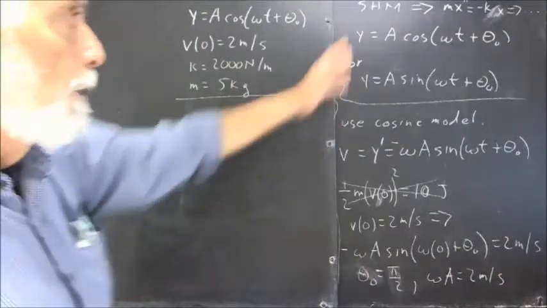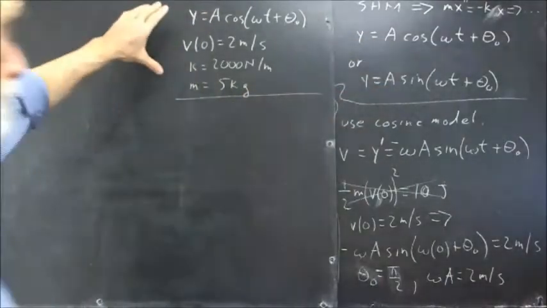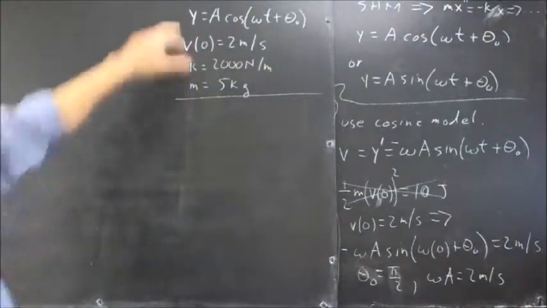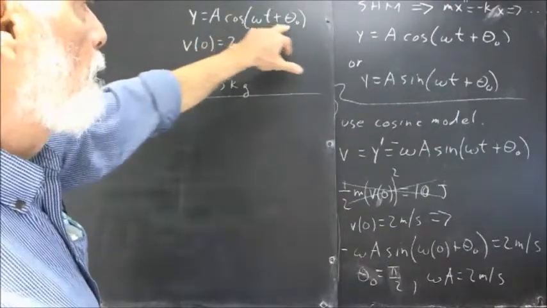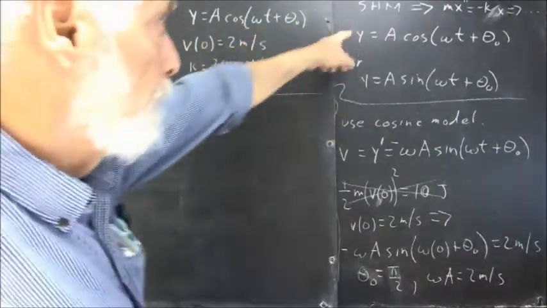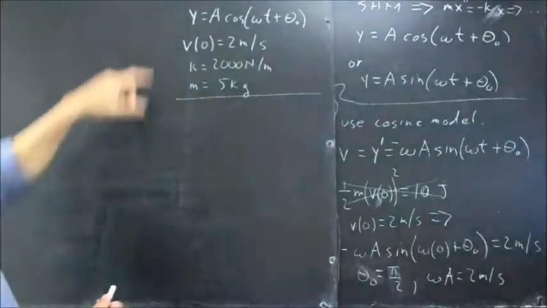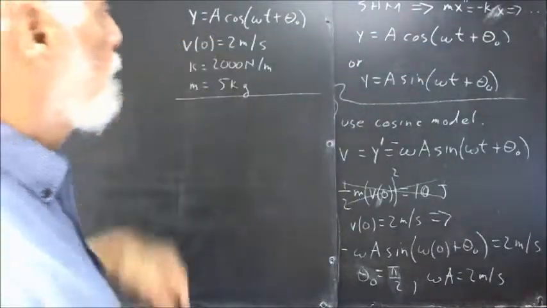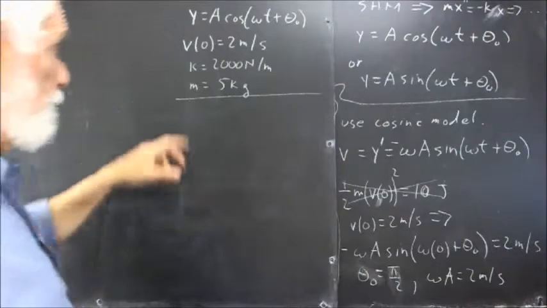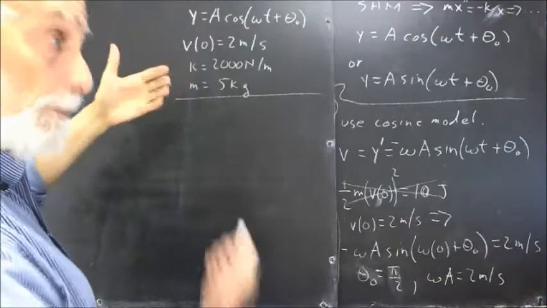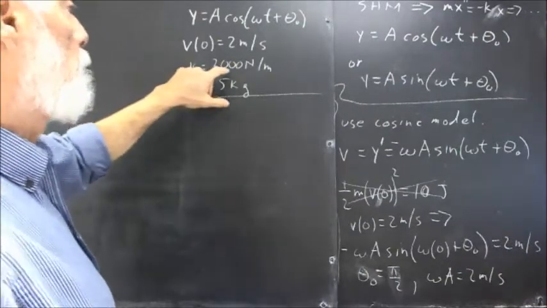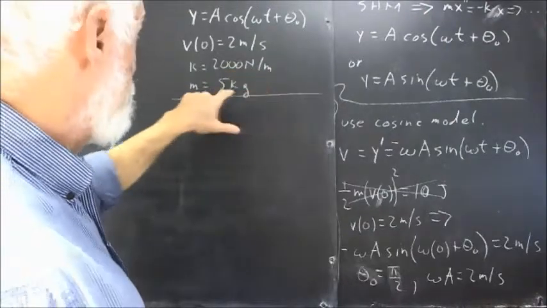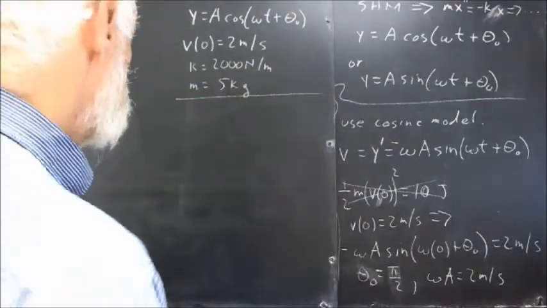Okay, let's approach this problem very systematically. y is going to equal A cosine of omega t plus theta naught because we chose the cosine model. v of 0 equals 2 meters per second. That's from the uppercut. k is 2,000 newtons per meter. That was given, as was the 5 kilogram mass.